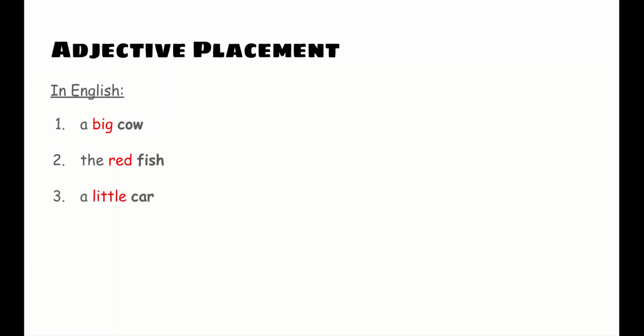So in Spanish, you place your adjectives in a different place than you do in English. In English, you'll put your adjective before the noun. A big cow, the word big is the adjective and it is before the noun cow. In this example, the word red is the adjective and it goes before the word fish, which is the noun. In this example, the word little is the adjective and it goes before the noun car. Here, the adjective kind goes before the noun woman. In Spanish, it's reversed though, and you put the noun before the adjective. You put the adjective after the noun.